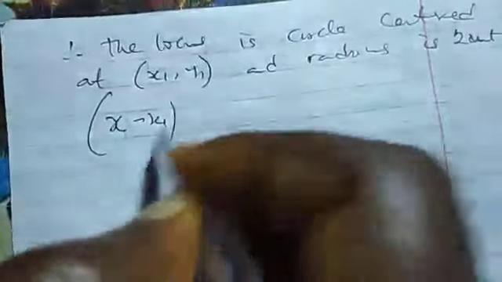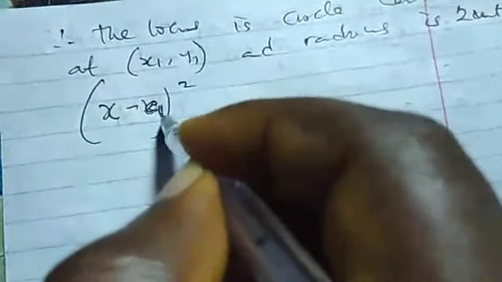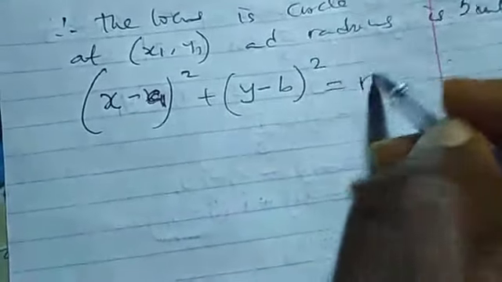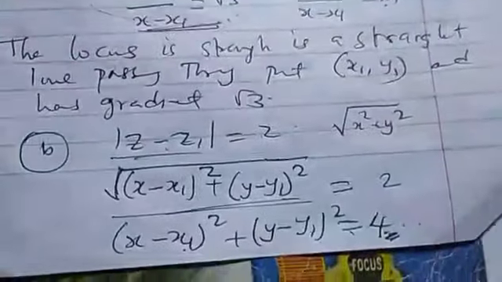centered at x1, y1, and the radius is 2 units, because the equation of a circle is written in this format. Equation of a circle that has center at a, b and radius r is written in this format. You will now see that it is the same thing. 4 is 2 squared. This is representing a, this is representing b. So the locus is a circle.